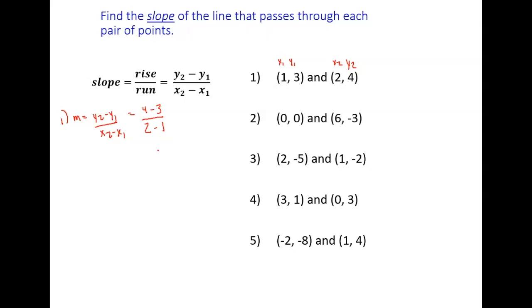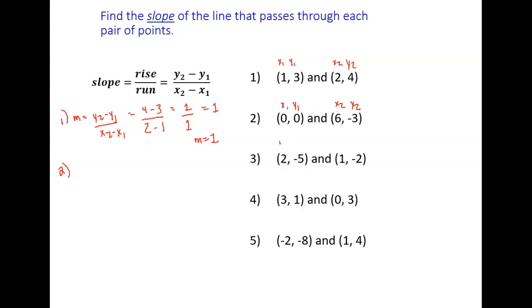Sorry, as I'm doing this. Okay, so we have our y2 of 4, our y1 of 3. So we have 4 take away 3, and then we have 2 take away 1. So 4 take away 3 is just 1, 2 take away 1 is 1. So I have a slope of 1. So we say m is equal to 1, or you can just use the word slope is equal to 1. That's fine too.